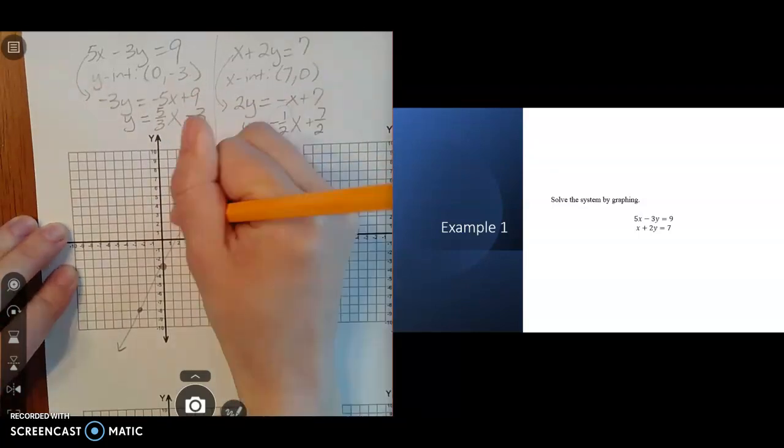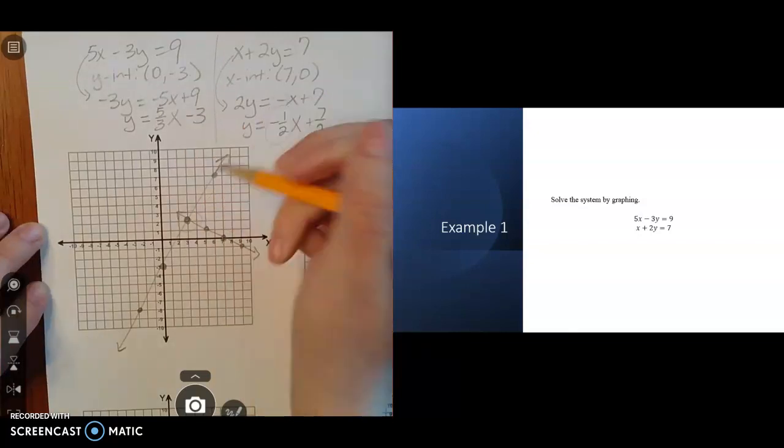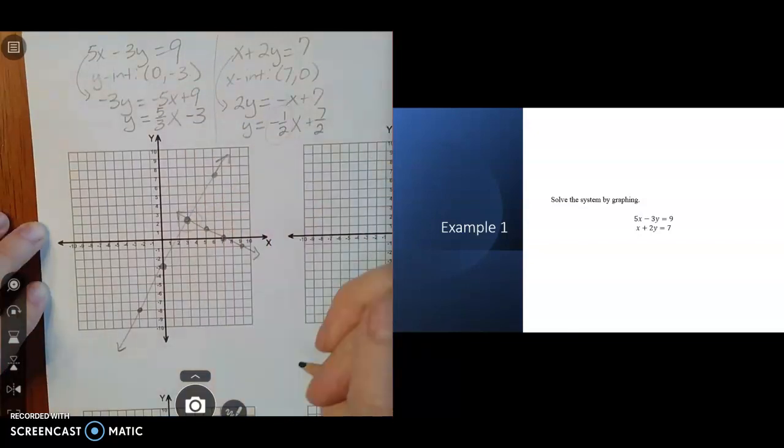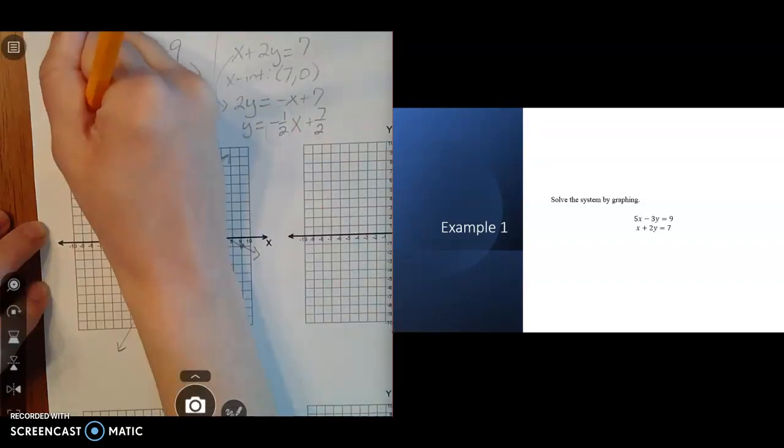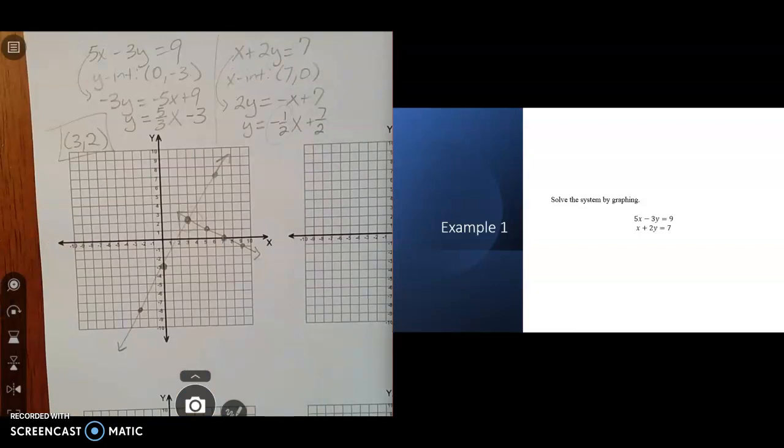So right here is the intersection point. It's at the point (3, 2). So that is my answer, the point (3, 2). So when x is 3 and y is 2, that's a solution for both equations at the same time. Okay, let's do another one.